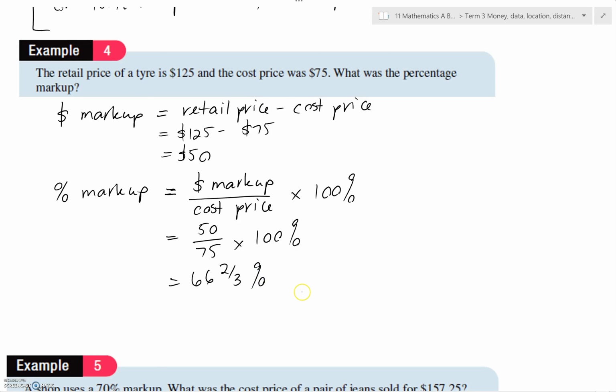You wouldn't really normally see percentages written that way. You'd see them written as decimals, 66.67%. And it's approximate, so I've used an approximated equal sign there. Don't forget to use the percentage sign at the end as well.